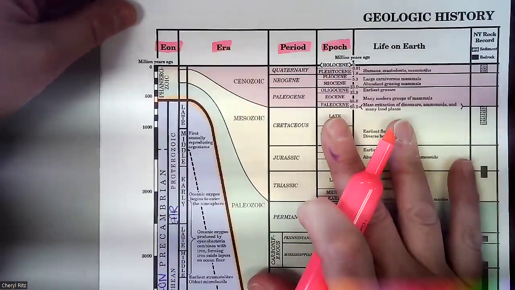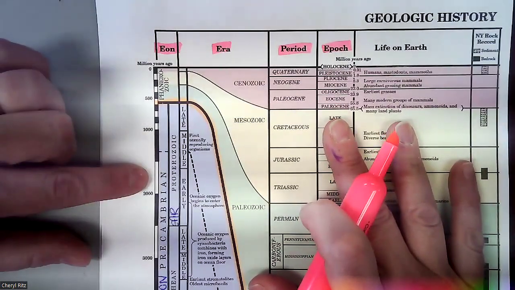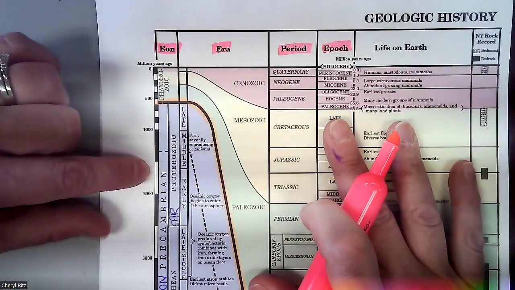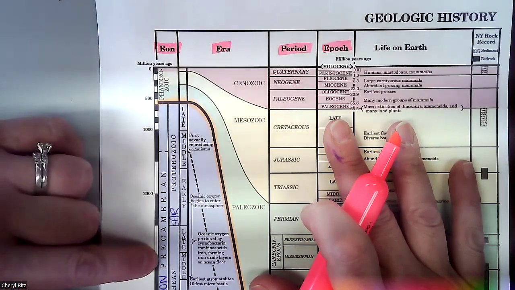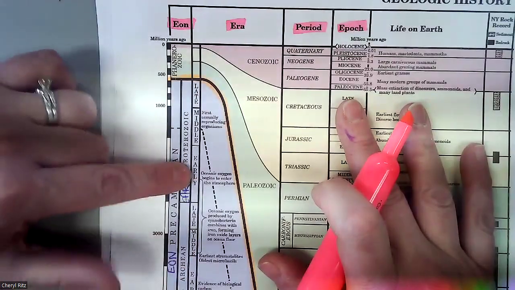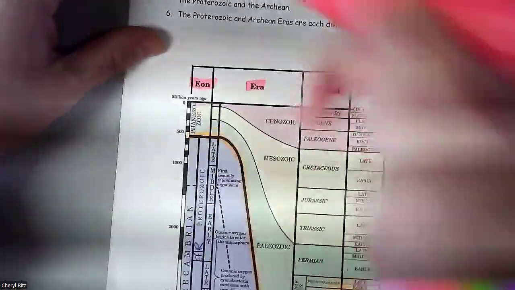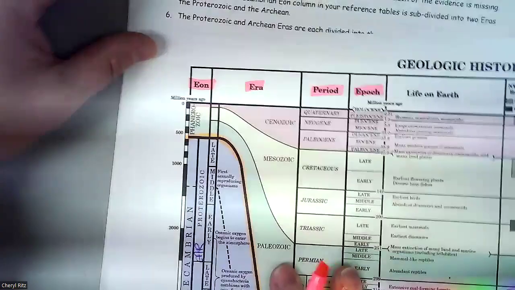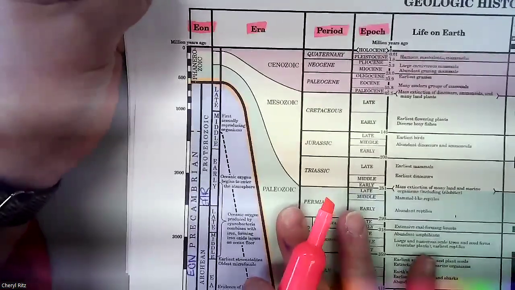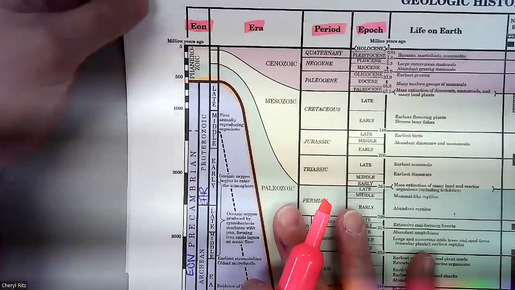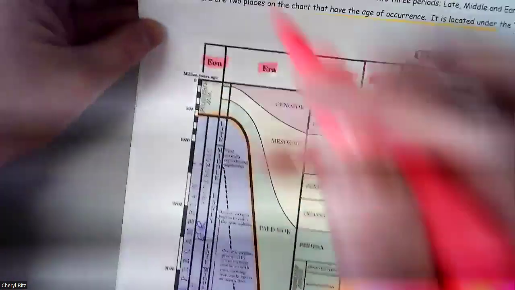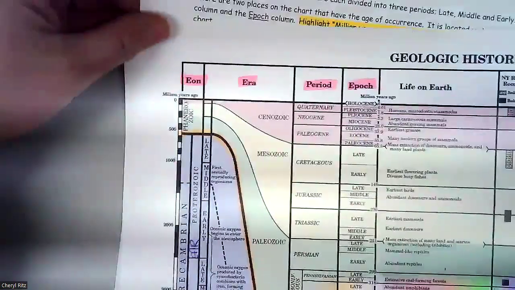Number 5, notice the Precambrian eon column of your reference table is subdivided into 2 eras. Eon divided into 2 eras. That's all you had to do was notice. We've done number 4 and number 5. Number 6, the Proterozoic and Archean are divided into 3 periods, the late, middle, and early. That's great. We just did it.